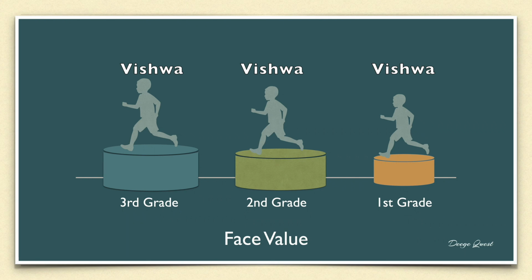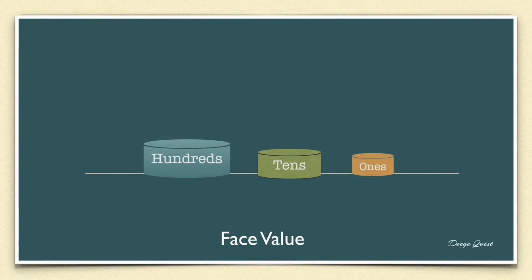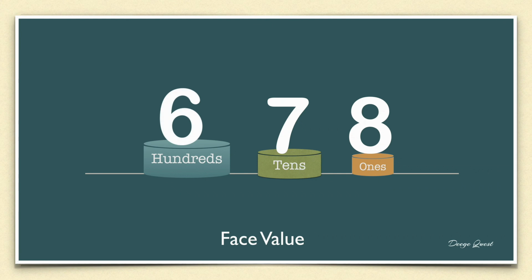So the face value is also like an identity of a digit, which will not change based on its position in the number. The face value of a digit is equal to the value of the digit itself. Here, the face value of 8 is 8. Face value of 7, even though it is in tens place, it is still 7. And here also the face value of 6 is 6 itself.